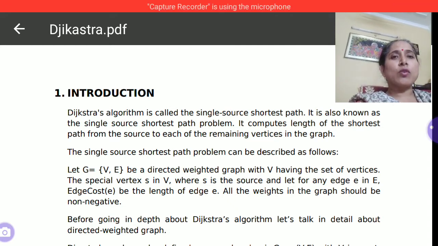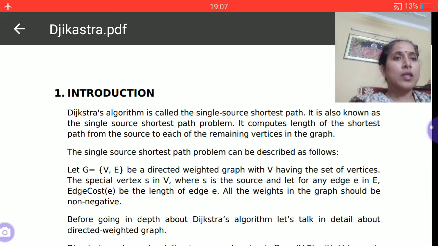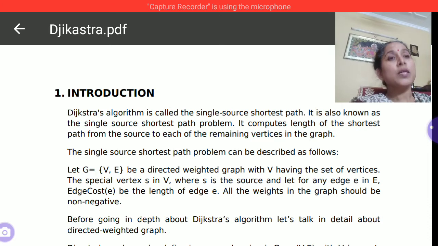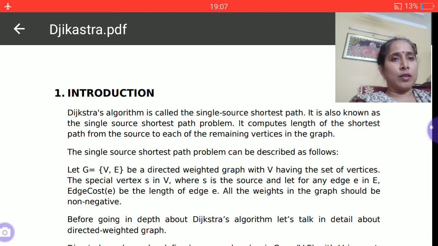This algorithm is also known as the single source shortest path problem. It computes the length of the shortest path from the source to each of the remaining vertices in the graph. Basically, Dijkstra's algorithm is based on the BFS algorithm, that is, the breadth first search algorithm.